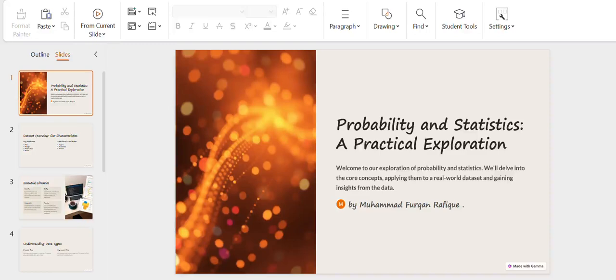This presentation is on exploring probability and statistics through data analysis. Today, we will look at how these powerful concepts can be applied to real-world datasets.